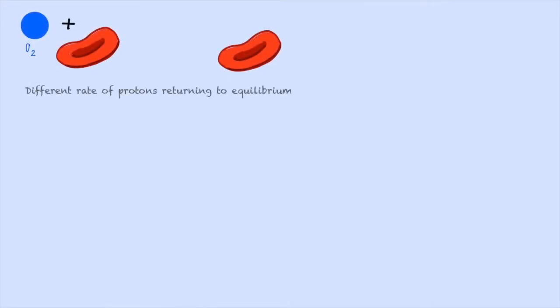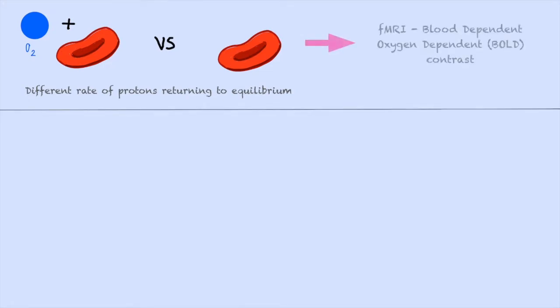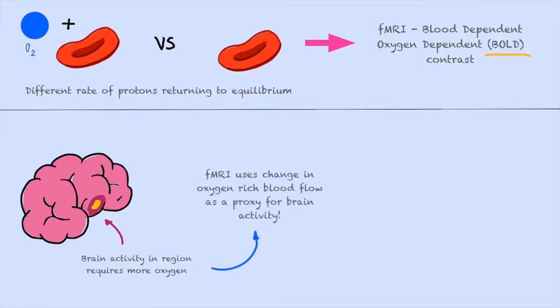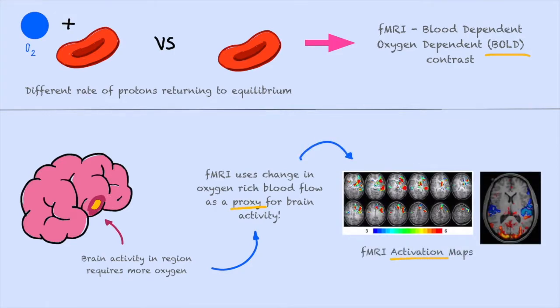Red blood cells carrying oxygenated hemoglobin realign in a magnetic field at a different rate than deoxygenated blood, a difference dubbed the blood oxygen level dependent contrast, or BOLD. When neural activity occurs, oxygen-rich blood flows to the area to provide energy. Because it can measure oxygenation differences, fMRI uses changes in oxygen-rich blood flow as a proxy for brain activity. The results can be displayed on activation maps, which pinpoint which portions of the brain are active.